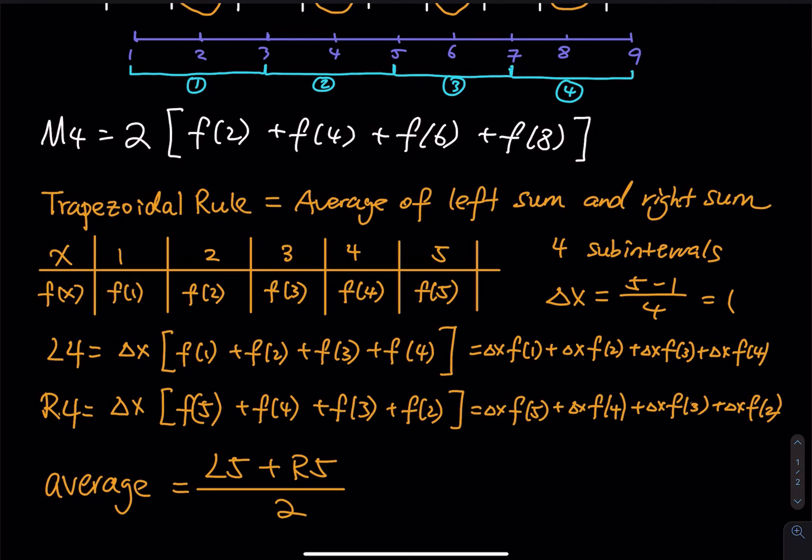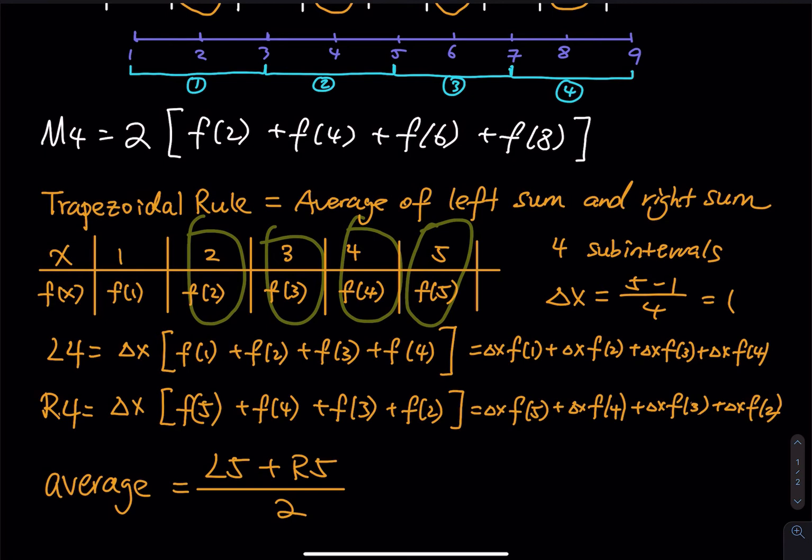And then what about the right sum using 4 subintervals? That will be from right to left. You take the first 4 y values. So 1, 2, 3, 4. Do not take the last one. From left to right, you don't take the last one. From right to left, you don't take the last one as well. So that's why in right sum with 4 subintervals, we have delta x times f5, f4, f3, and f2.